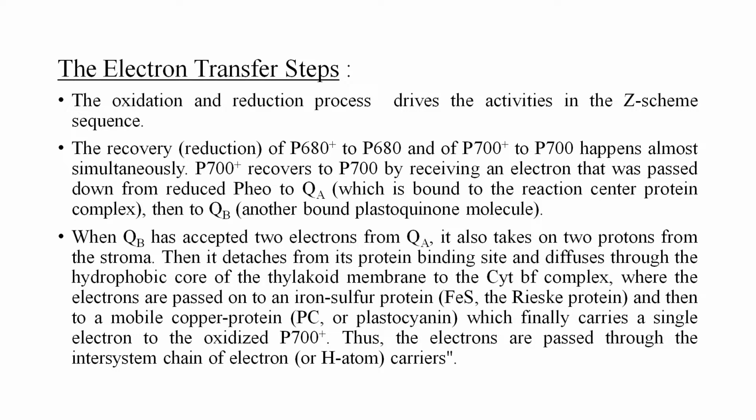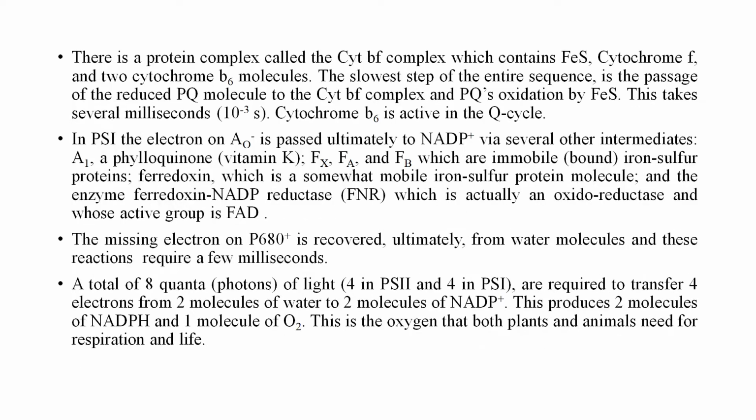Thus the electrons are passed through the intersystem chain of electron carriers. There is a protein complex called the cytochrome b6f complex, which contains iron sulfur and cytochrome f and cytochrome b6. And here the quinone cycle occurs, where the electron transfer happens between PS2 and PS1. The electron loss from P680 is the very fastest reaction, as well as the quinone cycle reaction is the very slowest reaction.